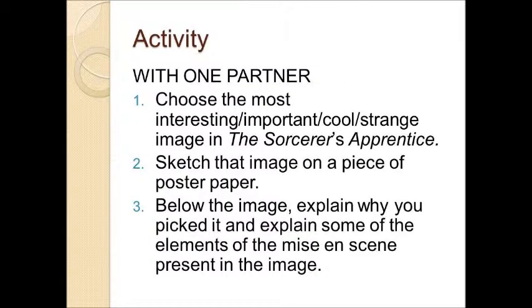Okay, the activity. With one partner, I want you to choose the most interesting, important, cool, or strange image in The Sorcerer's Apprentice. Just like how I did with Pacific Rim, with the idea of the robot walking through the waves. I want you to sketch that image on a piece of poster paper. You should take up the top 2/3 of the poster paper, saving space at the bottom so that you can explain why you picked it, and explain some elements of the mise en scène present in the image.